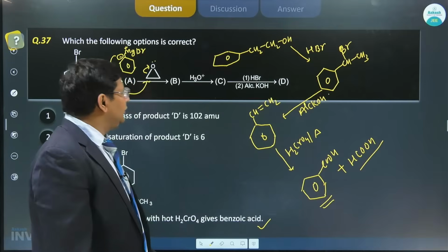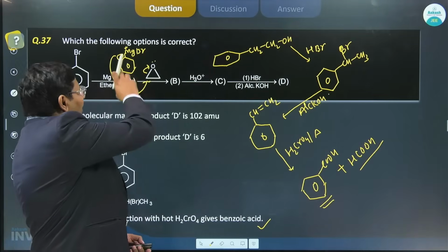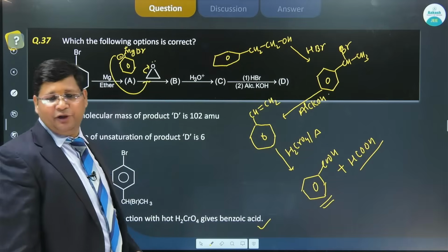So this is a simple nucleophile attack in basic medium. So if it is unsymmetrical, the less hindered side will be more preferred during the SN2 mechanism.